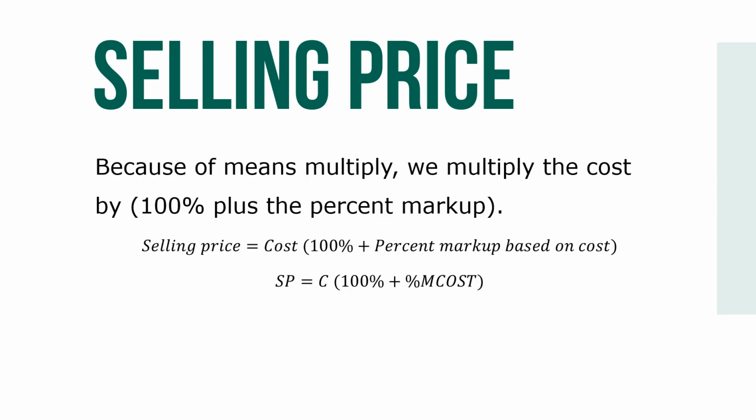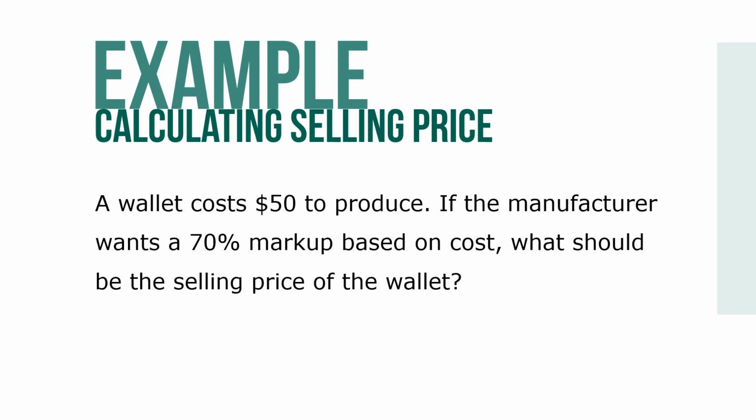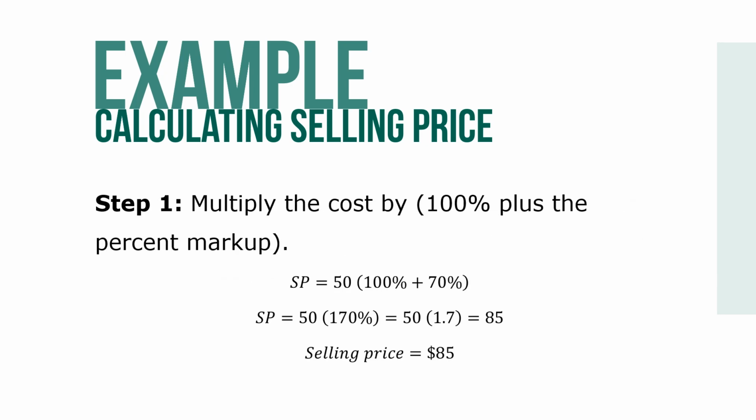We multiply the cost by 100% plus the percent of markup, so selling price equals cost times 100% plus the percent markup based on cost. Here's an example. A wallet costs $50 to produce. If the manufacturer wants a 70% markup based on cost, what should the selling price of the wallet be? Multiply the cost by 100% plus the percent markup. You'll see it here. In this case, we take 50 times 100% plus 70%, which equals 50 times 1.7 to equal a selling price of $85.